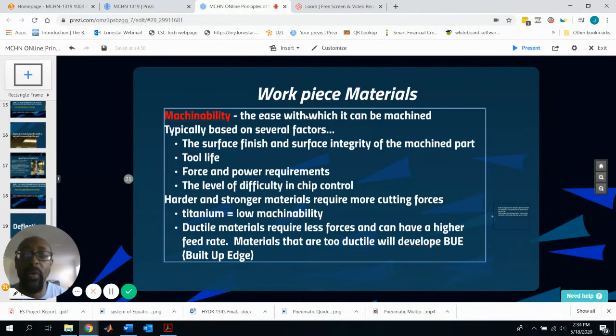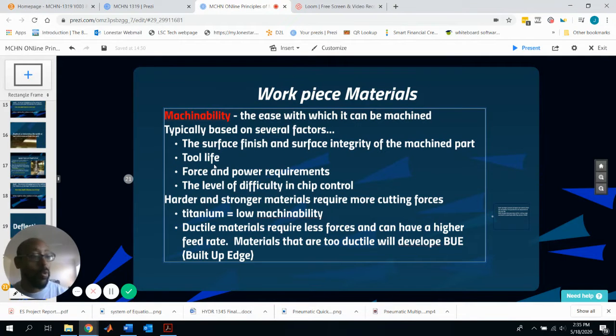All right, now let's look at the quality of your workpiece materials. A lot of people will talk about machinability. I know it sounds like a made-up word, but it really just means, how easy is it for me to machine this material? This is usually based on a couple of different factors. So the surface finish and the surface integrity of the machined part. If you can machine it and have a really good surface finish, and your surface is together, doesn't have a lot of cracks, voids, or imperfections, then you're going to have a good machinability for that type of material.